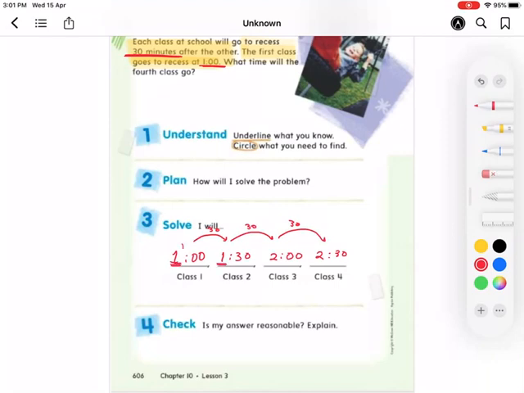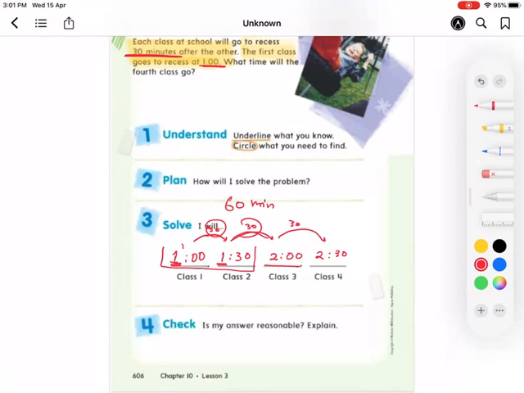First we got 1 hour, then we add 30 minutes. So when we add 30 minutes, it becomes 1:30. Now, when we add another 30 minutes, we finished 1 whole hour because we added 60 minutes. And every 60 minutes makes 1 hour. So that's why after 2 half hours, we got 1 hour more. So from 1 to 2 o'clock.